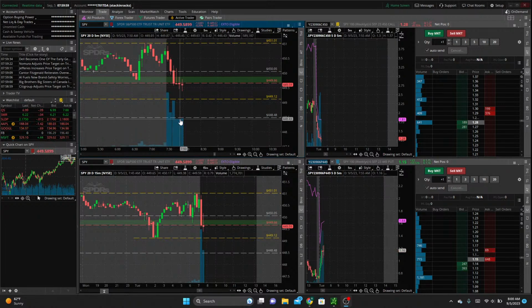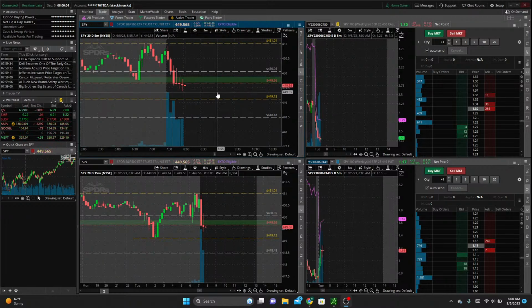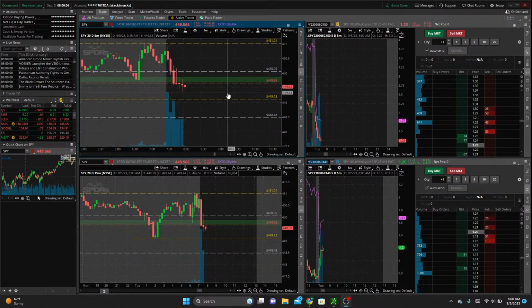All right, well, hopefully we get some volume, some price action coming in. Now that it's past 8, those 3 candles have been a little painful.